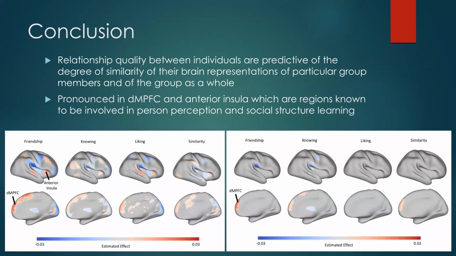And what this shows us is that we already know that these regions, the dorsal medial prefrontal cortex and the anterior insula, we know from previous studies that they're involved in social cognition and, more importantly, in person perception and social structure learning. But what this is showing us is that the relationships that we have with the people in these small social networks that we belong to are important, and that those social relationship measures are predictive of how similar our representations are among our group members of particular people or of our group as a whole.